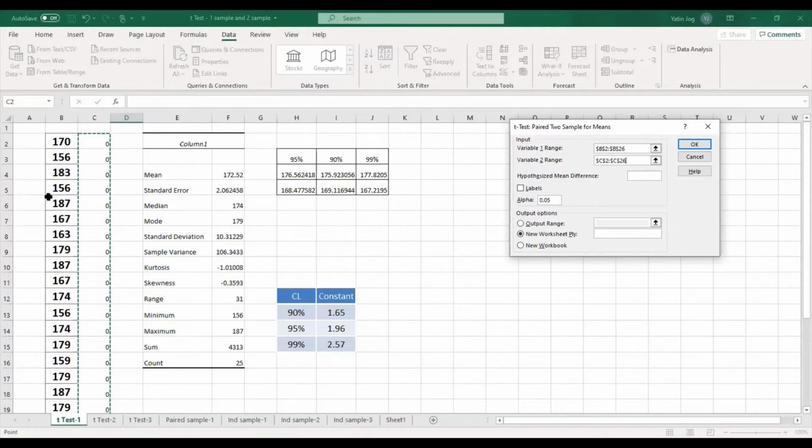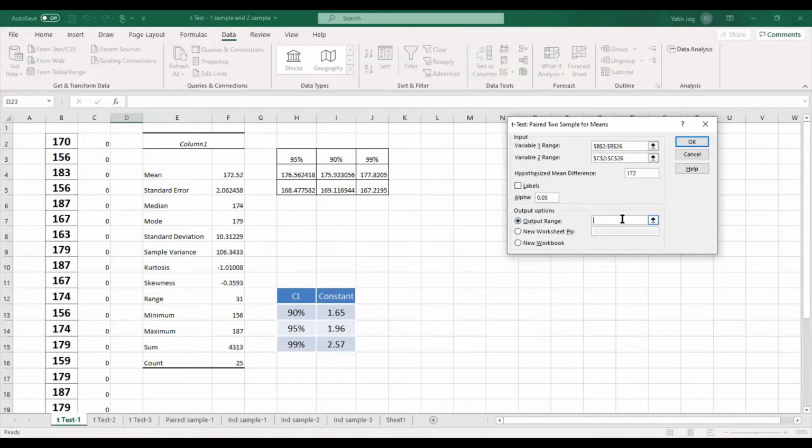So for this problem, we have taken this problem from yesterday's PPT. What was the mu in that case? First problem, what mu have we taken? I guess 172. Mean is 172, correct? Yes, sir, it is 172. Okay, fine, so I'll write 172 here. Alpha, I'll keep as default, which is 0.05. I'll not change that. And suppose for output range I want to display my output from this cell, and then I'll click on OK.